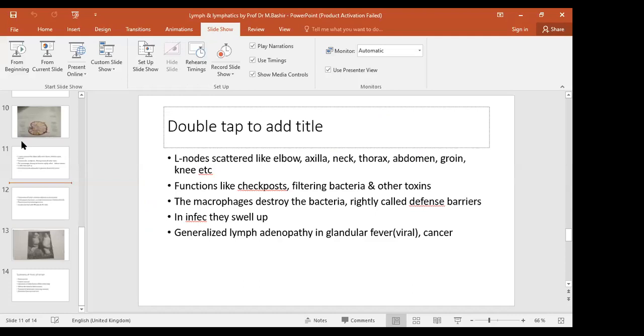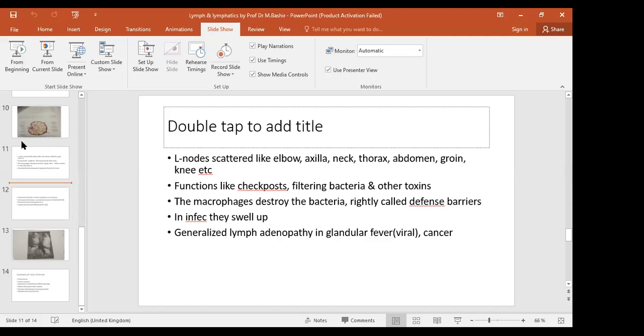Throughout your body, what I was telling you, like points where you can find the lymph nodes: elbow, axilla, neck, thorax, abdomen, and the groin. So these are the areas where lymph nodes can easily be palpated or seen through X-ray if they are enlarged particularly. As I told you, they function like the check posts.